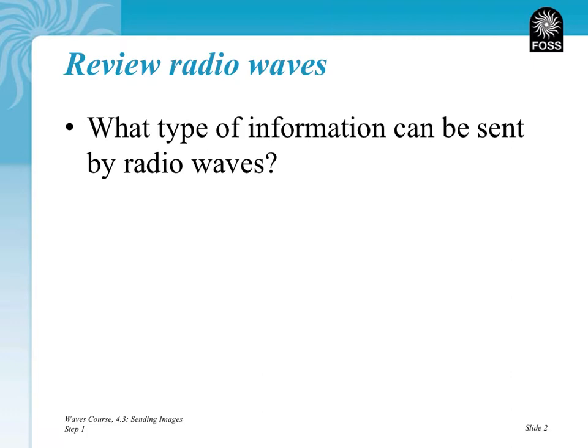Before we start talking about how we send images, we want to do a little bit of a review about radio waves. Specifically, the question asks, what type of information can be sent by radio waves? Well, what you found from radio waves is pretty much anything. If you recall, you talked about AM signals, the amplitude modulation, and FM signals, the frequency modulation, where you can send them either analog or digital.